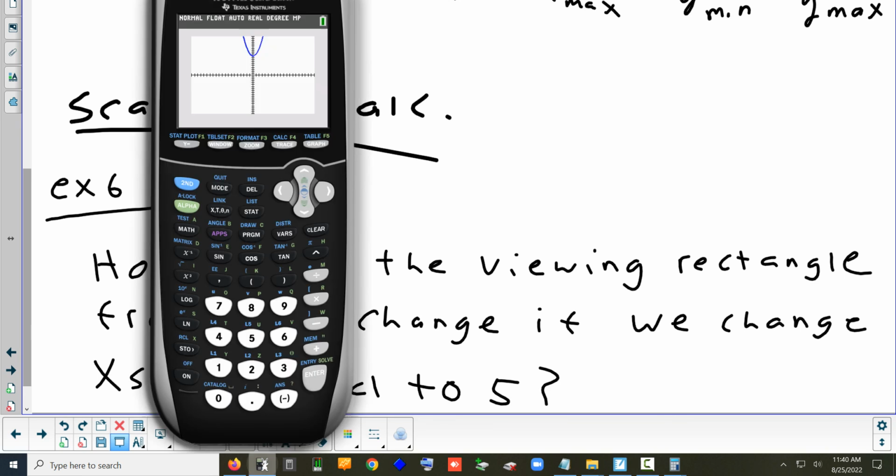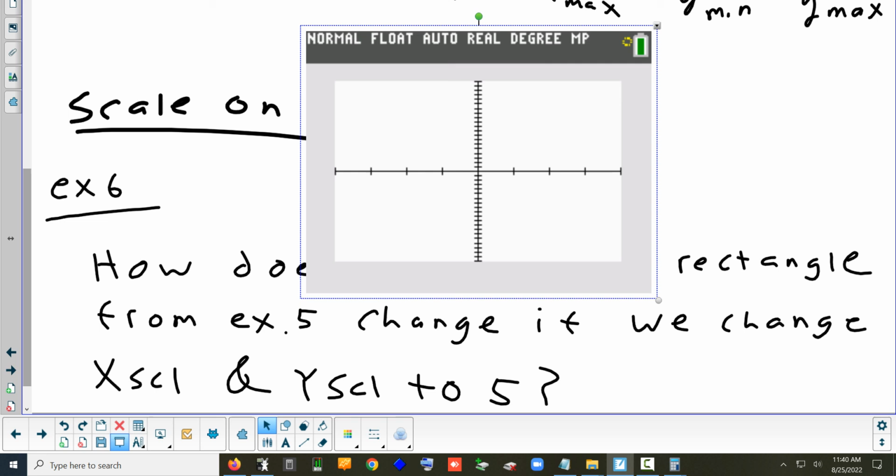Again, you don't have to do this, but if you change the scale, like if you change it to a 5, you just see tick marks less often. So now they're putting a tick mark every 5 units instead of every 1 unit. Again, you never sit there and count tick marks on the screen, so that's not really important.